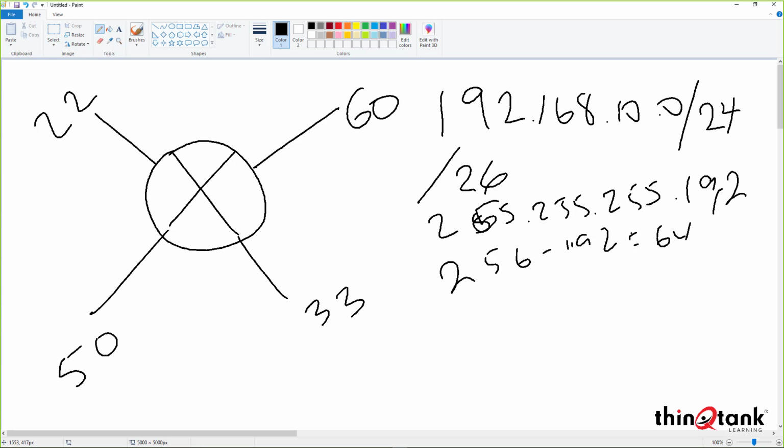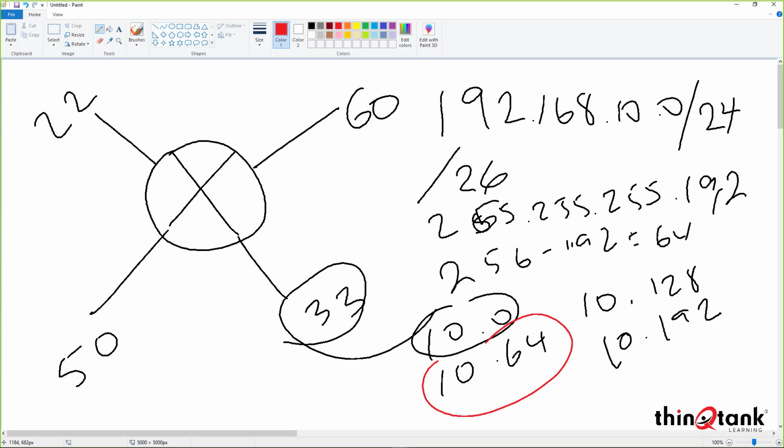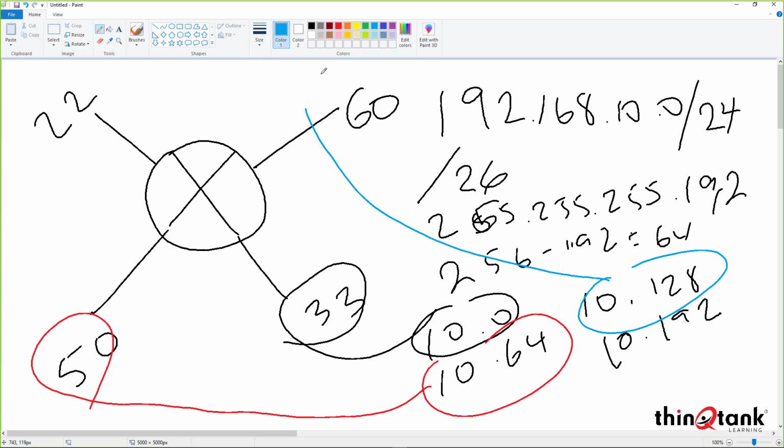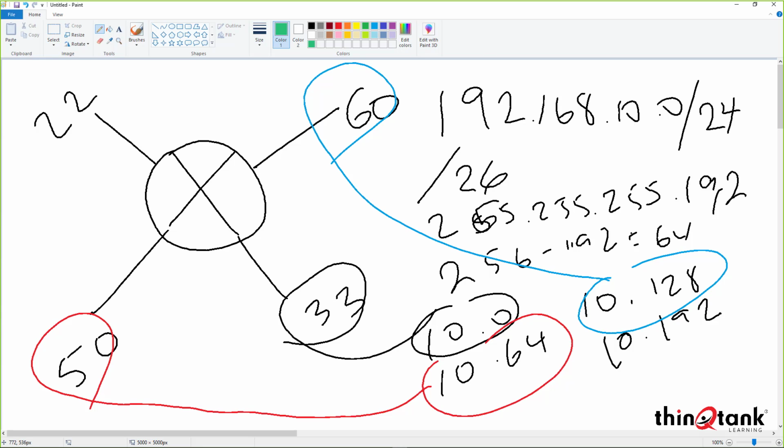So my first network would be 10.0. My next network would be 10.64. My next network would be 10.128. And my last network would be 10.192. And then all I do is take those networks and assign them to the interfaces. And that's how it basically works.